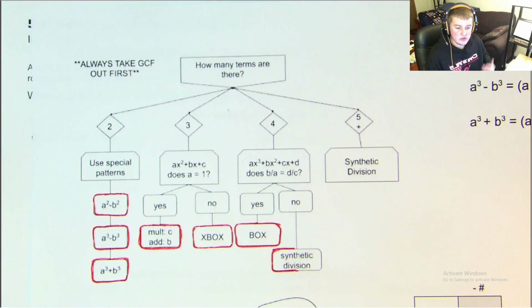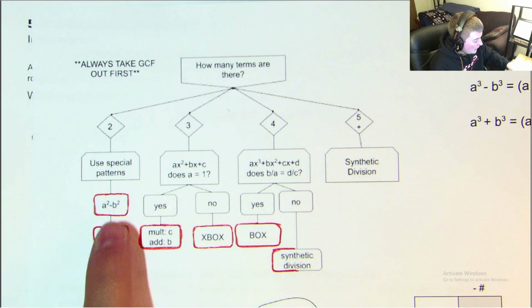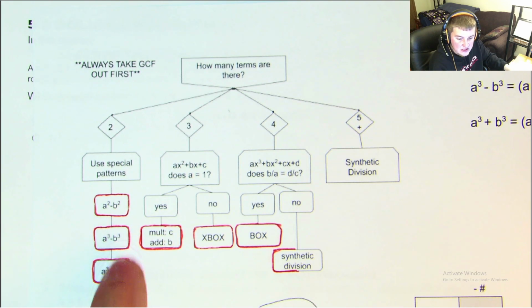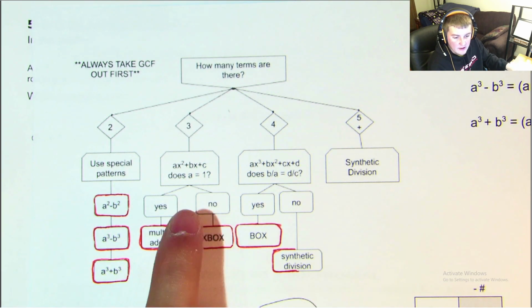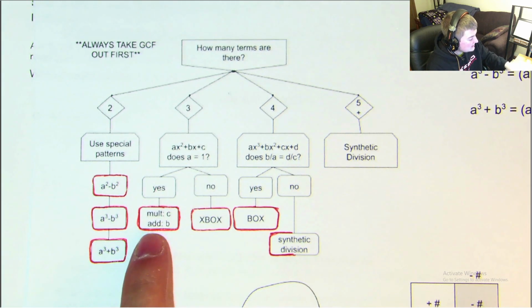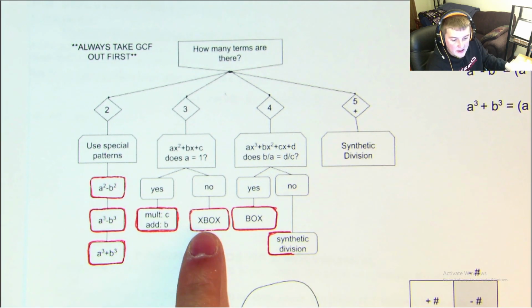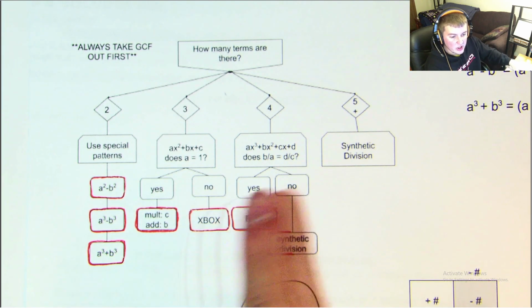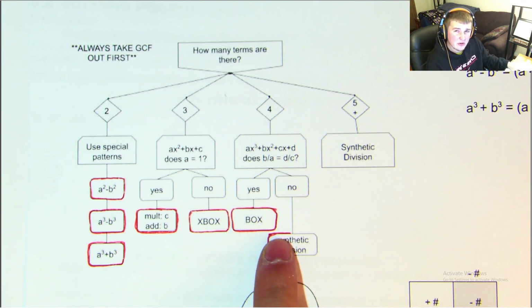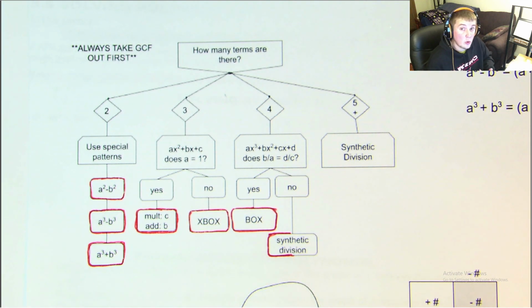So if you recall, you're going to need this cheat sheet again today. We used this and we worked on different methods of factoring using our special patterns: difference of squares, difference of cubes, sum of cubes, and then this three-term one is mostly review, multiplying to c and adding to b, and then the X box method. But then we also, when there's four terms, we figured out how to use the box method. Then we started a little bit of synthetic division in order to factor.